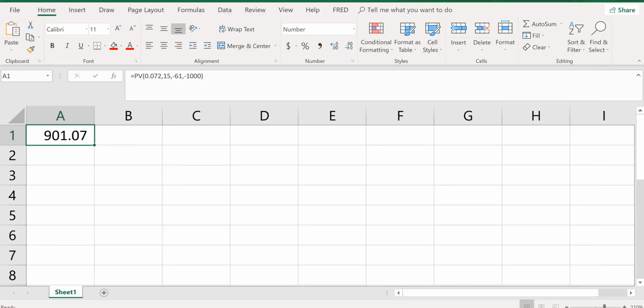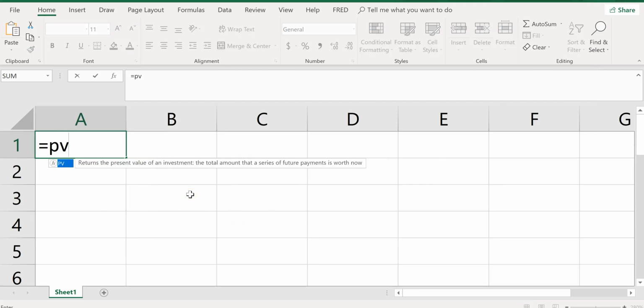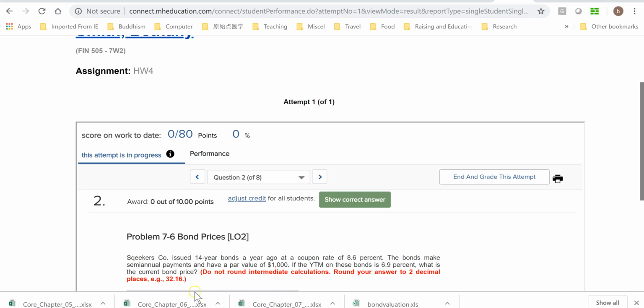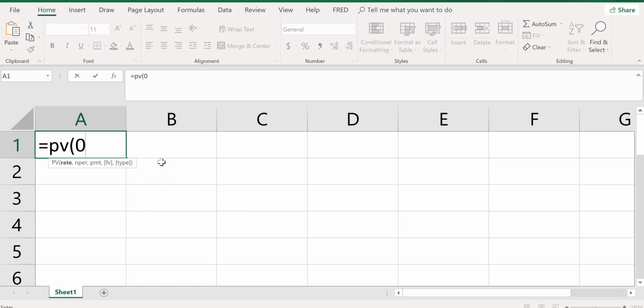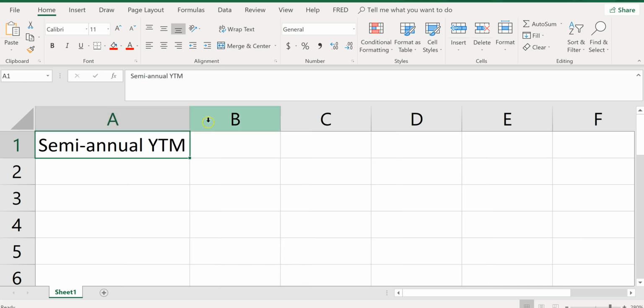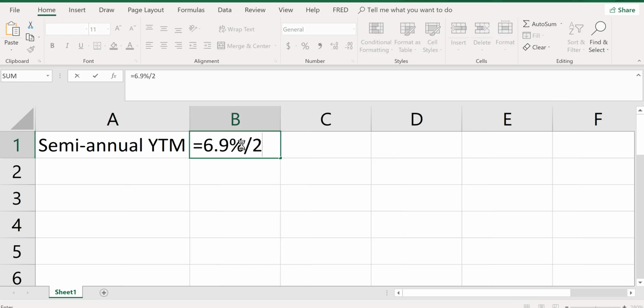So we use the present value function, which is P equals PV, and then we have a number of arguments here. The rate here refers to the semi-annual yield to maturity, and by default, every input is quoted in annual terms, including the YTM. So we need to divide 6.9% by 2 to get the semi-annual number. So let me label this semi-annual YTM. This equals 6.9% divided by 2.